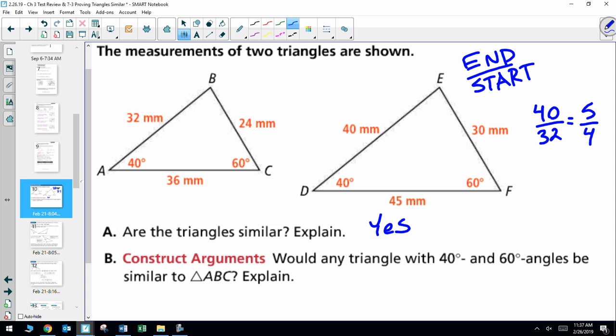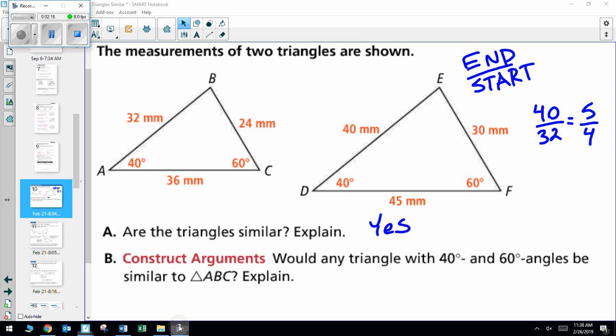Would you think any triangle that has a 40 and a 60-degree angle would be similar to these two? Yes, they would. Right? Because as long as I'm keeping those angle measures the same, then I'm just stretching all the sides by the same length, right? Or multiplying them by the same scale factor.